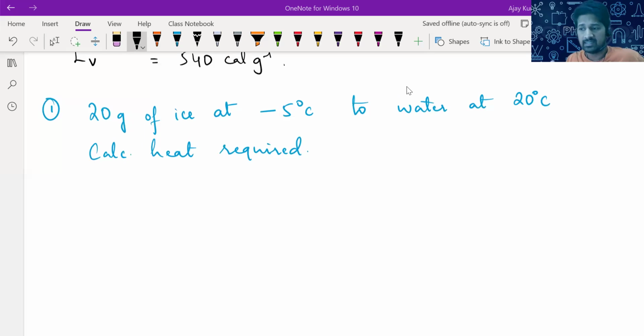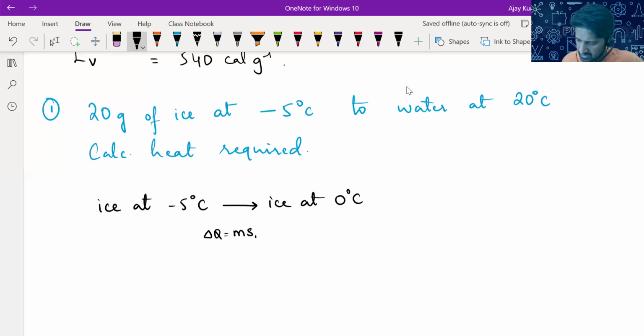You need to assume that heat is gradually supplied to ice which is initially at minus 5 degrees C. Since the temperature is less than melting point temperature, without undergoing a change of state, the temperature will first reach the melting point temperature. So ice at minus 5 should get converted to ice at 0 degrees first. Without change in state, temperature change will happen. So there you will use the equation delta Q is equal to m into specific heat of ice into delta T. Once all the ice reaches 0 degree temperature, then imagine continuing supplying heat.